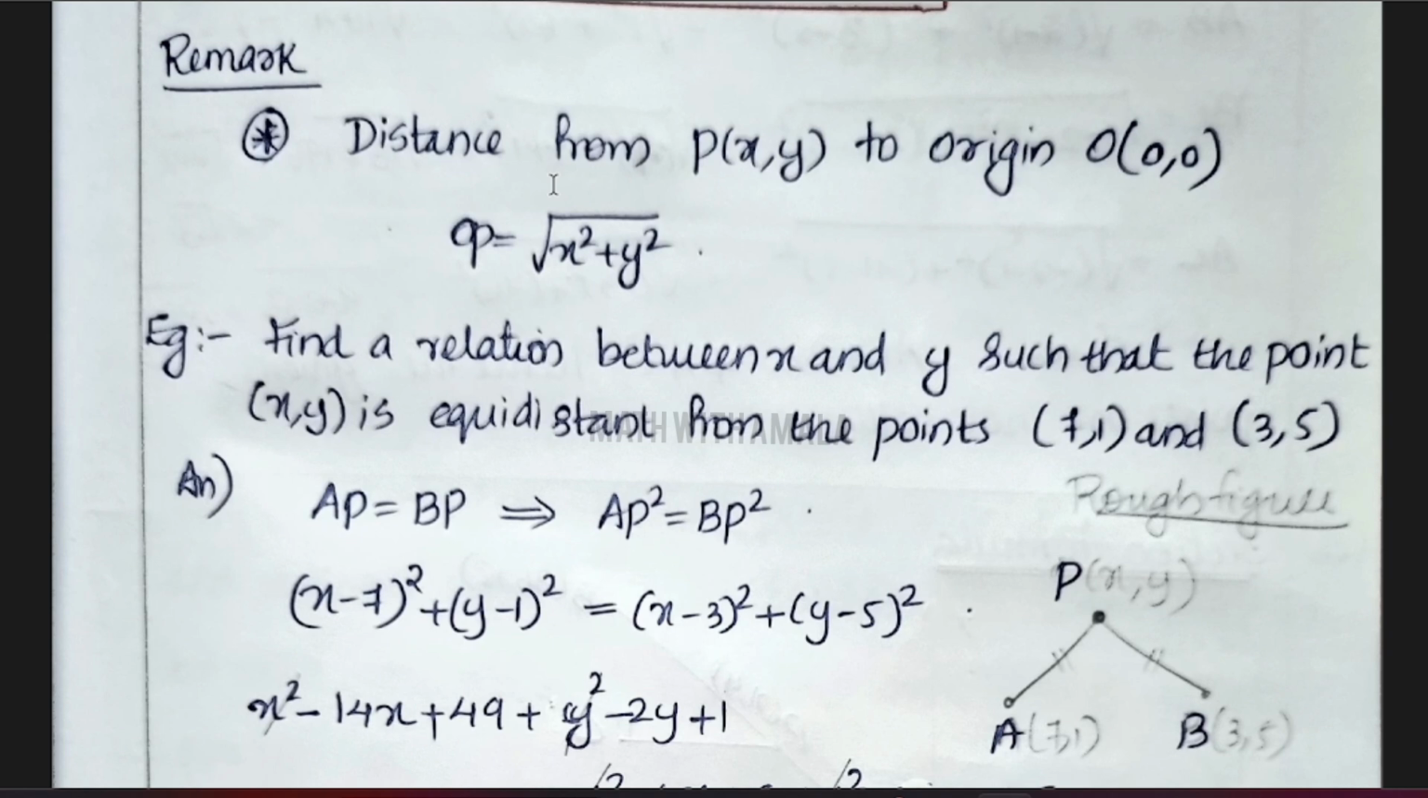Remark. Distance from P (x, y) to origin O (0, 0) is always OP is equal to root of x square plus y square, since the coordinate of origin is 0, 0.